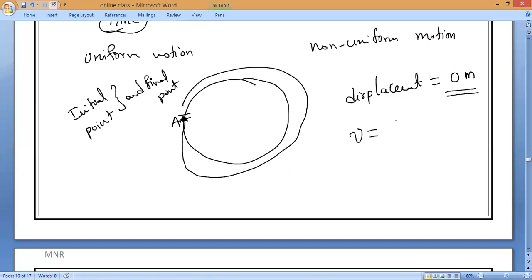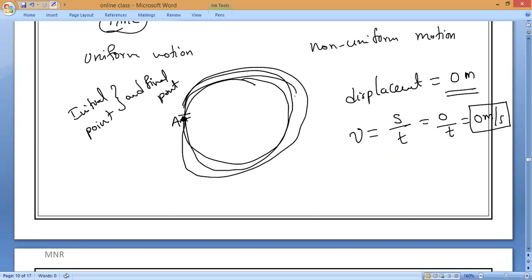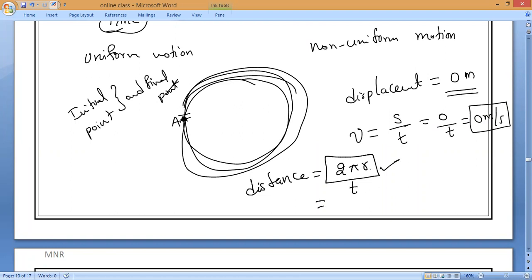So in this case, velocity is equal to what? Displacement by time, so 0 by time, which is equal to 0 meter per second. Do you understand, everybody? But what is the distance, guys? If an athlete runs one round completely in a circular track, what is the distance? I already taught you. Distance is equal to the circumference of a circle, that is 2 pi r. Yes or no? So speed is 2 pi r by t. Distance will never become 0, so speed will never be 0. Is it okay, everybody?